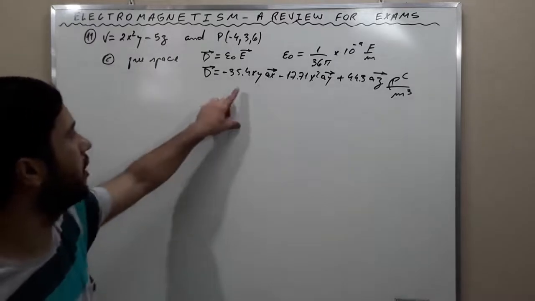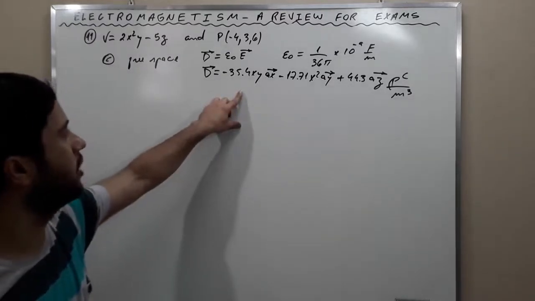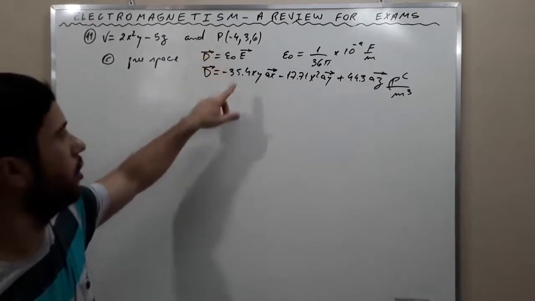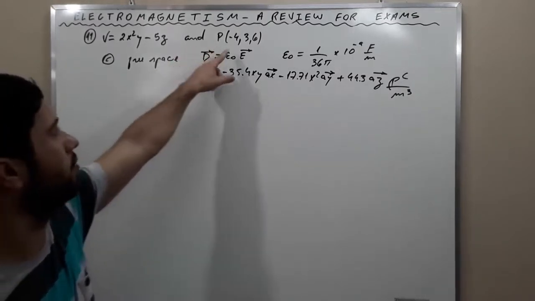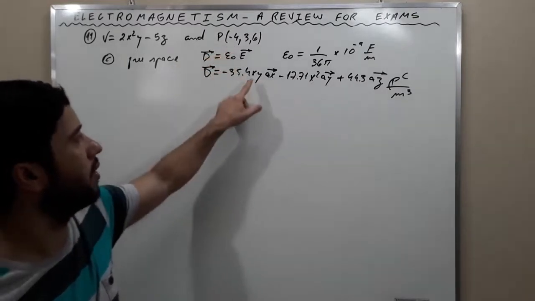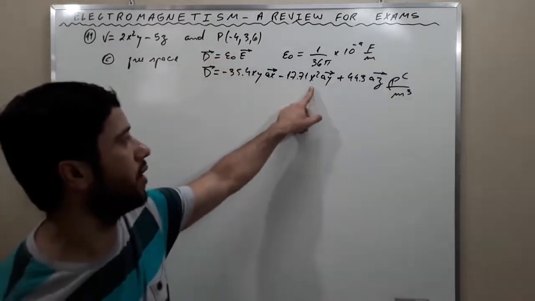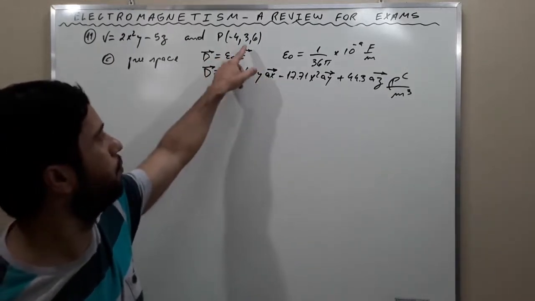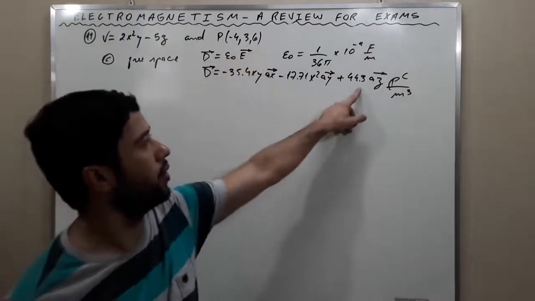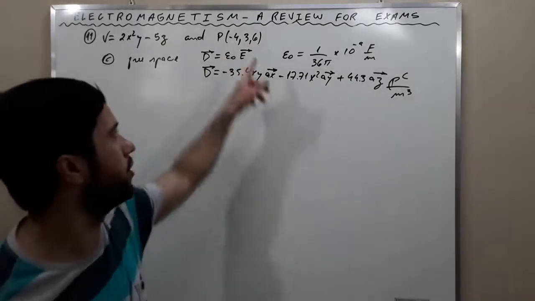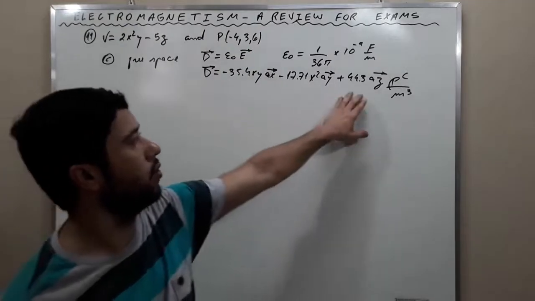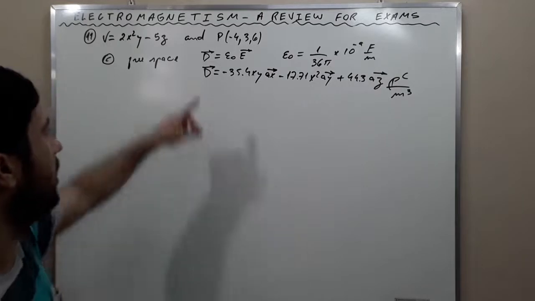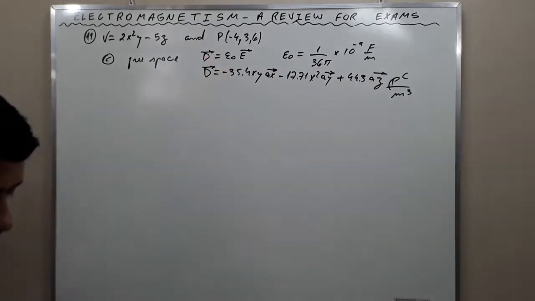And to find the value of the electric flux density at P, we simply substitute the values. For x, we have an x here and x squared here. You put negative 4. For y, you put 3. And we don't have an option to put this 6 for z, so you leave it the way it is. And you're going to find the electric flux density at the point P.